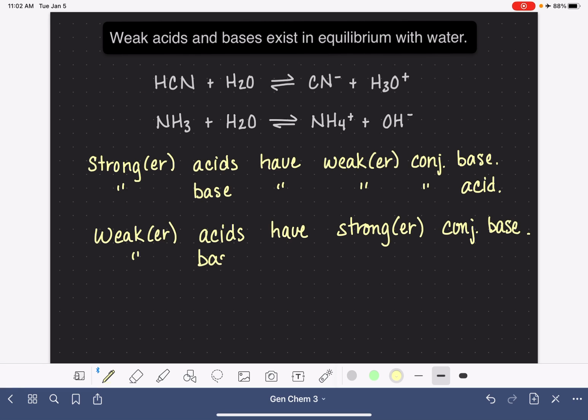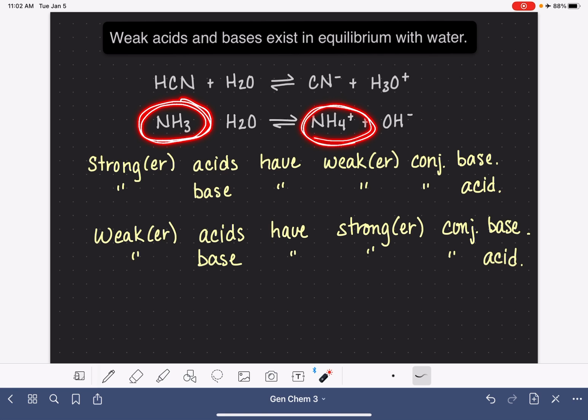And a weak base will have a strong-ish conjugate acid. So going back to this, weak base is going to have a strong-ish conjugate acid. If this is an extremely weak base, then this is going to be a really strong acid. If it's kind of a weak base, this will be a kind of a weak acid.